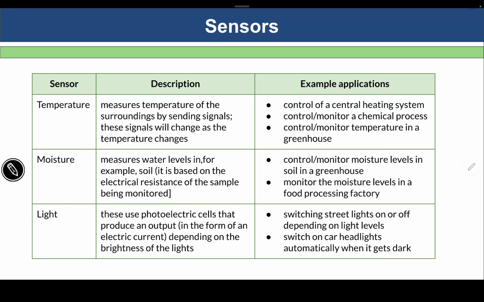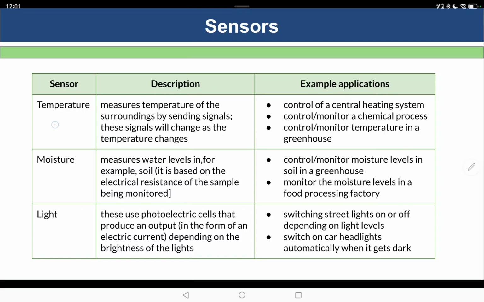Now let's look at some sensors, their meaning, and how they are used in applications. So we have temperature sensor. So the function of the temperature sensor is to measure the temperature of the surroundings. And in what type of application is it used? It can be used in a central heating system. It can be used in a greenhouse. It can also be used in monitoring a chemical process.